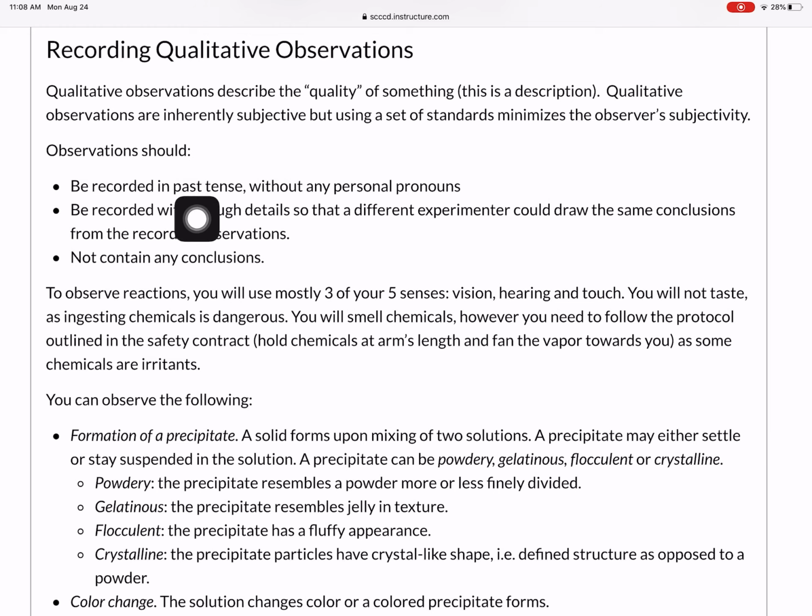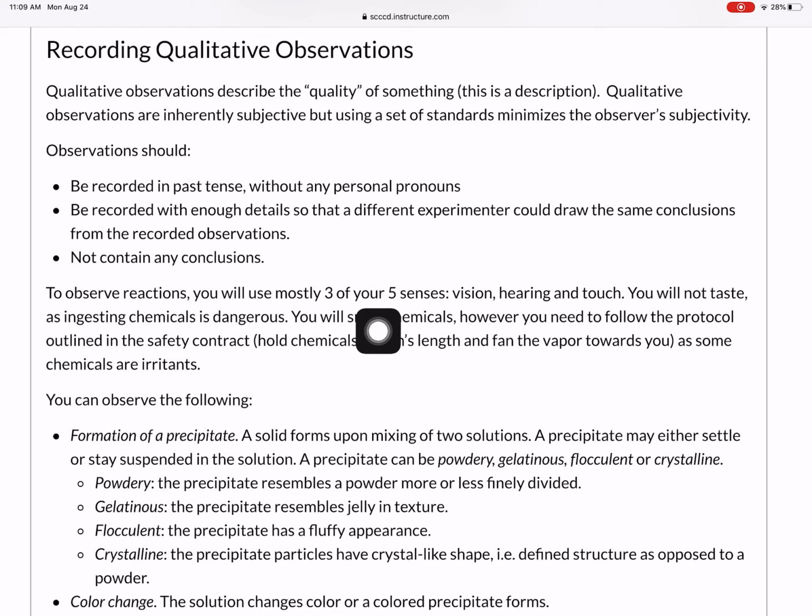Observations should be recorded in the past tense without any personal pronouns. So that means you don't say I or we or they or she, anything like that. We pretend that people weren't there, I guess. And it's past tense because it's what you observed in the past. You should record these with enough details so that someone else doing this experiment would draw the same conclusions from the recorded observations that you do. And we should not have conclusions in our observations. We will draw conclusions from the observations, but the observations themselves do not have any conclusions.